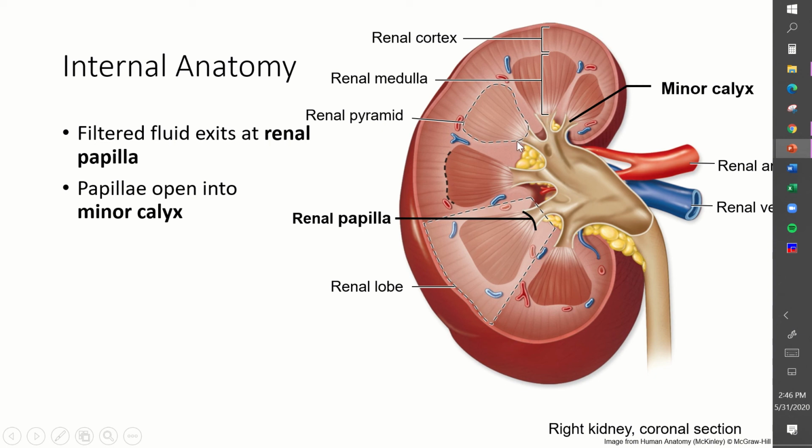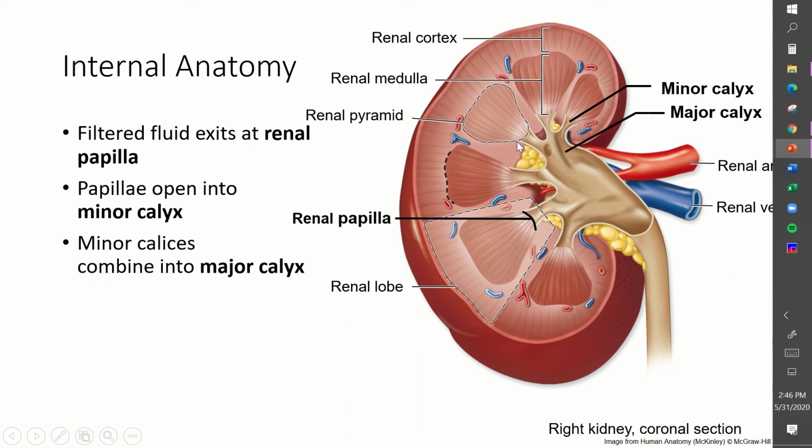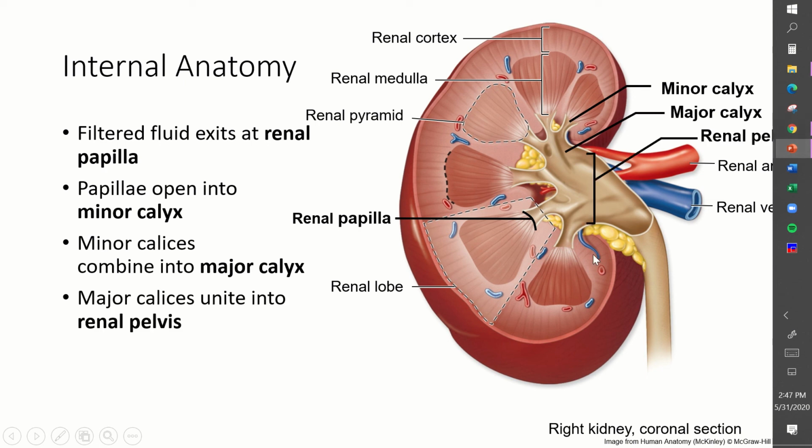The minor calyces fuse into major calyces. Here's a major calyx, here's another one over here. And then the major calyces dump the urine into the renal pelvis.